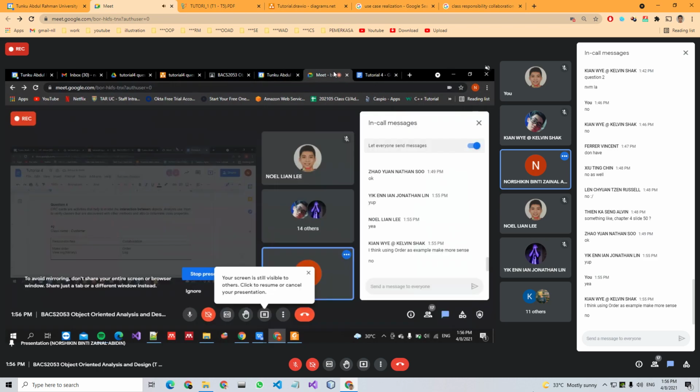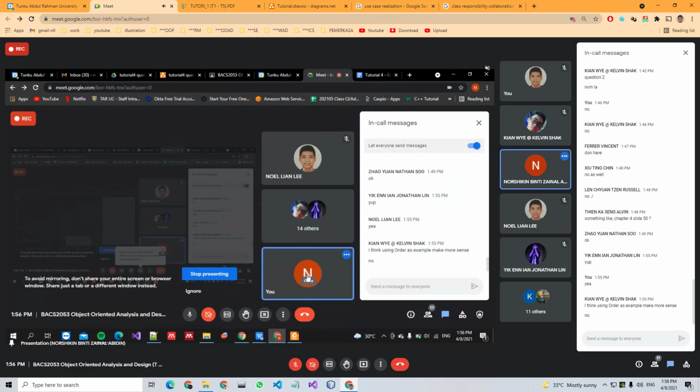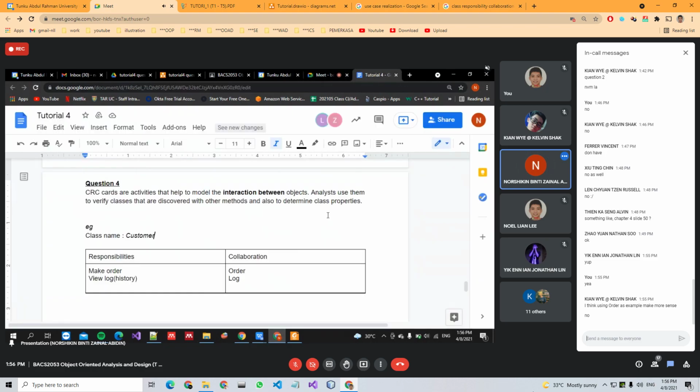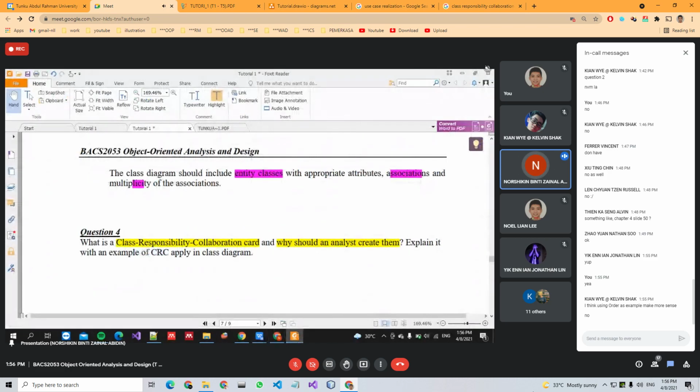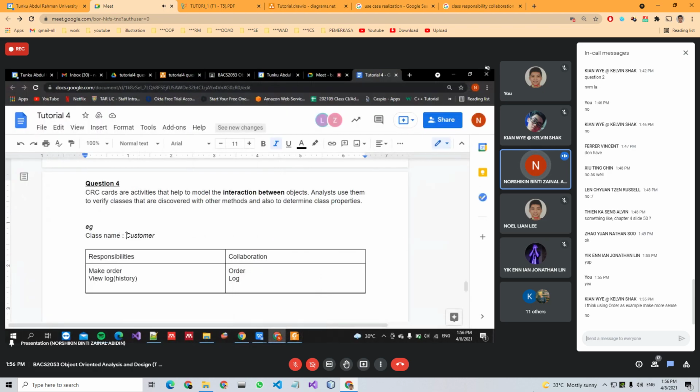Actually, they just want an example. It's okay, Calvin, check, because they just want an example. So this one, I think, can be accepted, like I said, your answer is correct. It's flexible as long as you know what is CRC. So you can use any, for example, if you use order, you can use order.